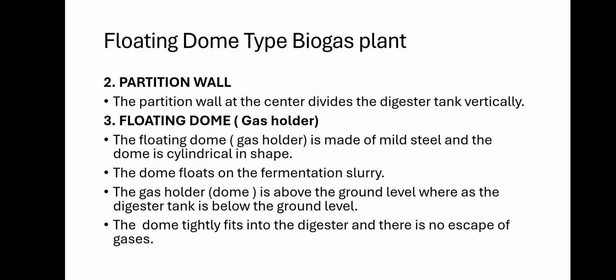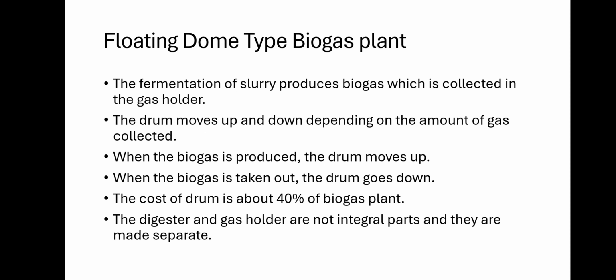Floating dome gas holder. The floating dome gas holder is made of mild steel or sometimes stainless steel, and the dome is cylindrical in shape. The dome floats on the fermentation slurry. The gas holder dome is above the ground level, whereas the digester tank is below the ground level. The dome tightly fits into the digester, and there is no escape of gases. The fermentation of slurry produces biogas, which is collected in the gas holder. The drum moves up and down depending upon the amount of gas collected.